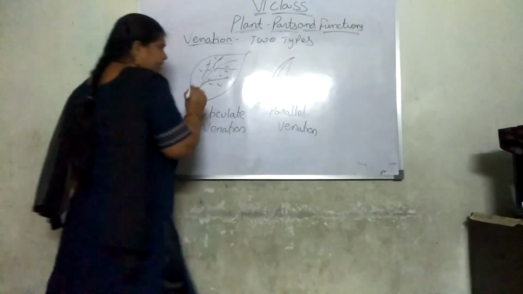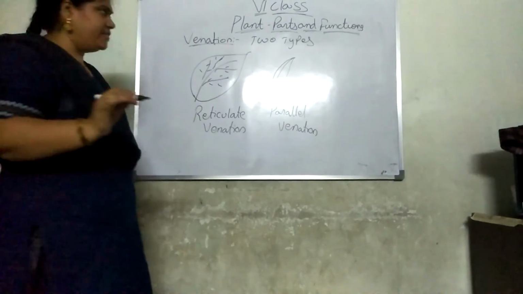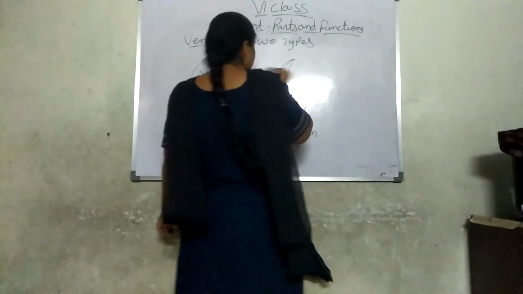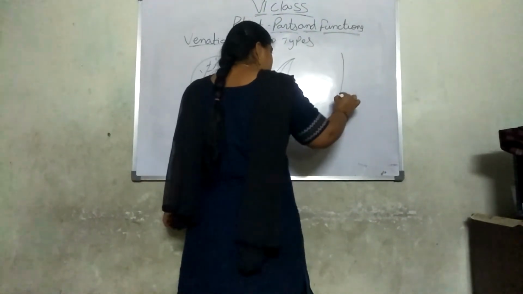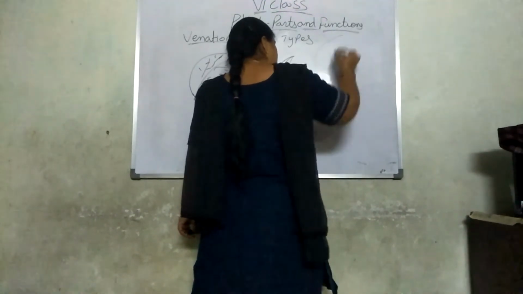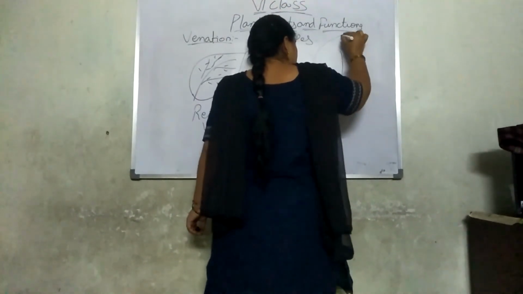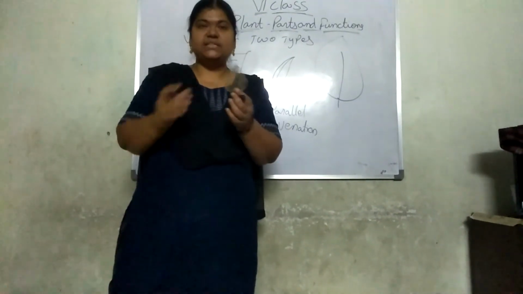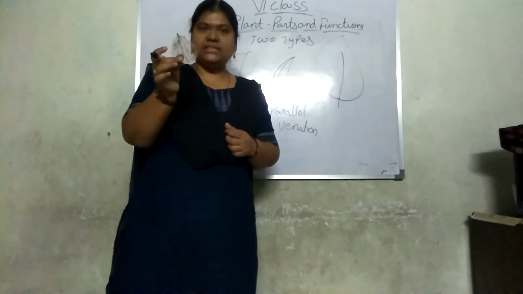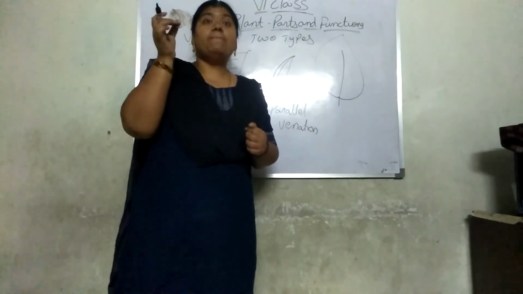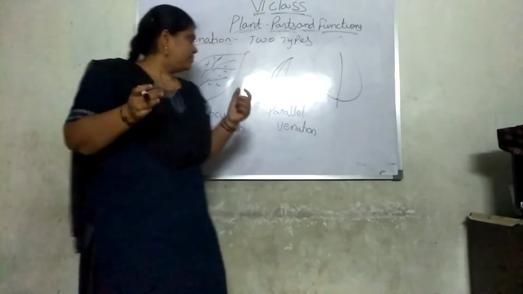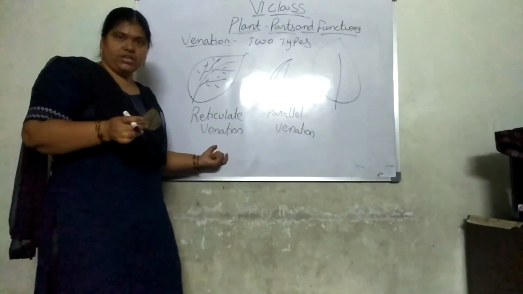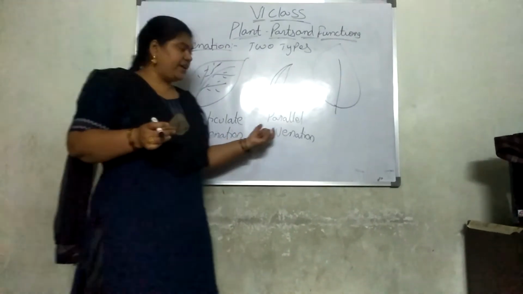What is this reticulate venation and parallel venation? Reticulate venation, now I just draw you like this. You see here, the leaf will be very broad. For example, peepal and hibiscus. This is peepal leaf, hibiscus leaf, money plant leaf. These all come under the reticulate venation. Last time itself I told you.